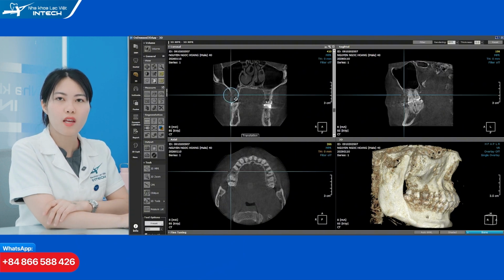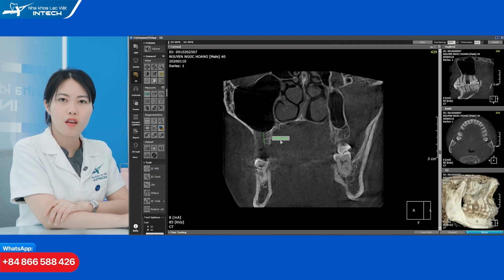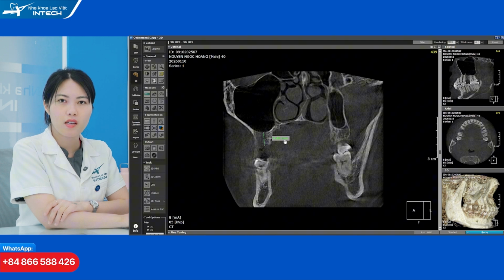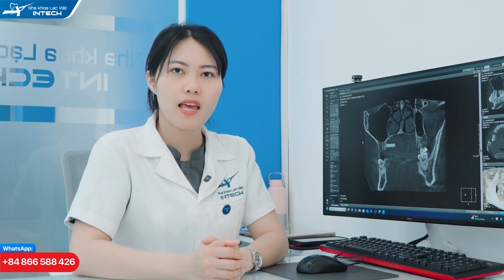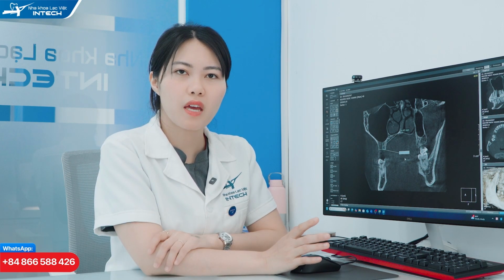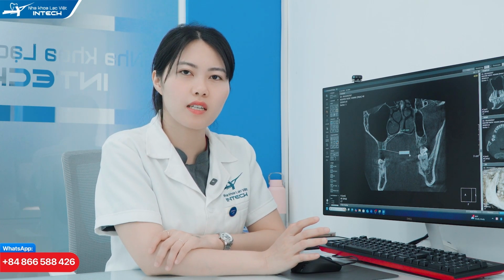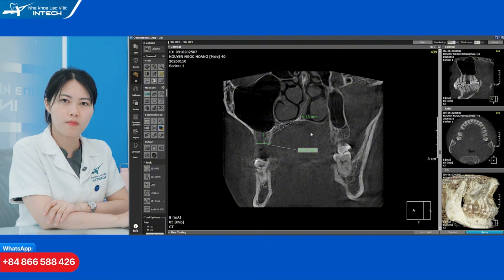For posterior implants, we typically aim for a height of around 10 millimeters. In this case, we are slightly deficient. The height of the bone is 9.45 millimeters. So we plan a sinus lift to achieve adequate implant height. For this case, a sinus lift alone was sufficient and no additional bone grafting was required. In terms of bone width, we measure approximately 10.11 millimeters, while the ideal width is around 7 millimeters. So there is enough bone for implant placement.